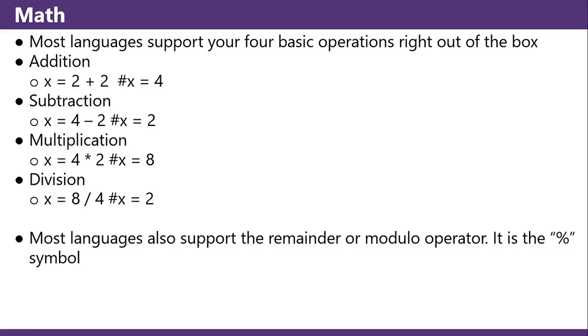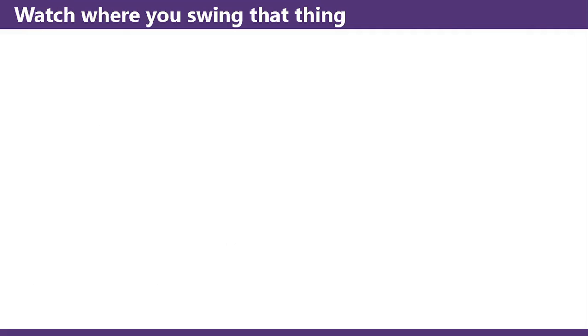Most languages also support the remainder or modulo operator, which is the percent symbol. X equals 1 mod 3, x now equals 1, because when you divide 1 by 3, you have a remainder of 1. Watch where you swing that thing.